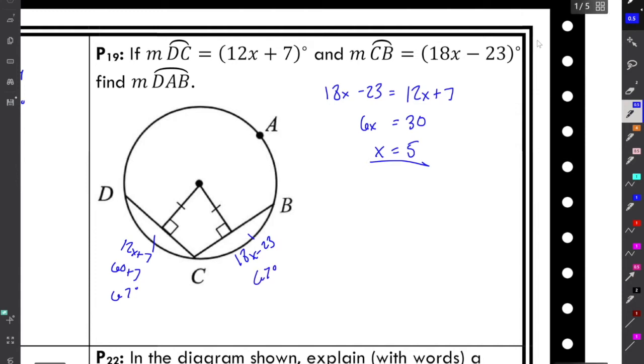So that times 2 is equal to 134. So then you do 360 minus 134, 226. Basically, the measure of arc DAB is 360 minus 67 minus 67, which comes out to 226 degrees. And that's the measure of arc DAB.